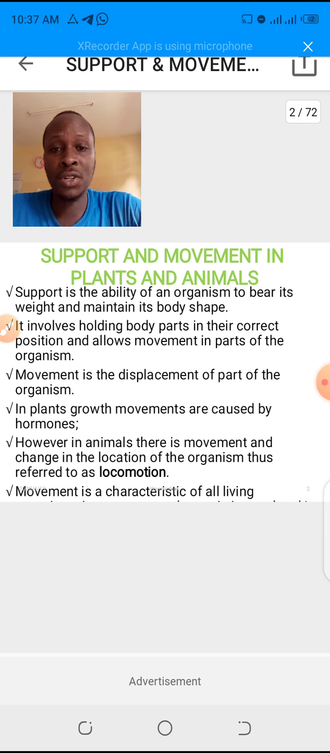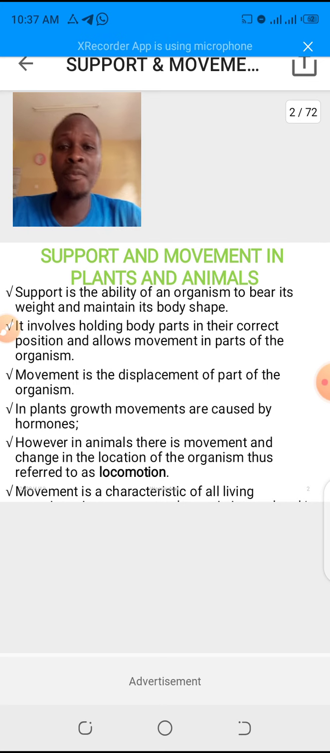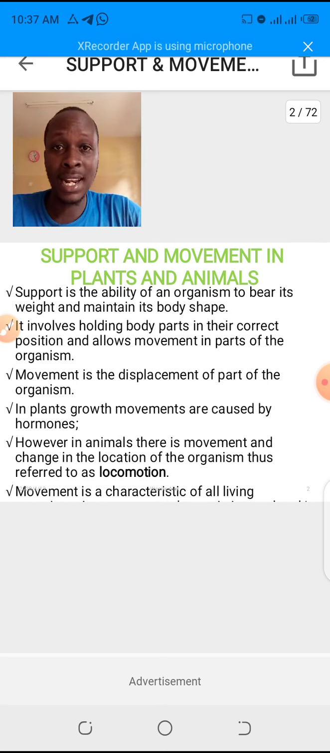Then locomotion, on the other hand, refers to the movement and the change in location of an organism. That is when you move, when you displace your body from one area to another. That is what we call locomotion. So in other words, movement is just at an organ level, and locomotion is basically at the organism level.